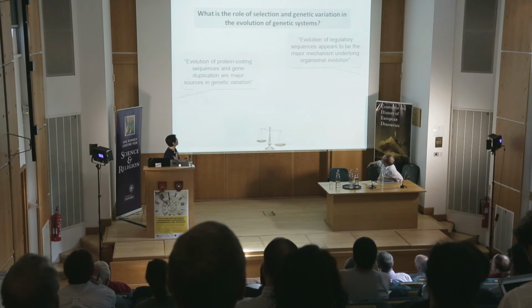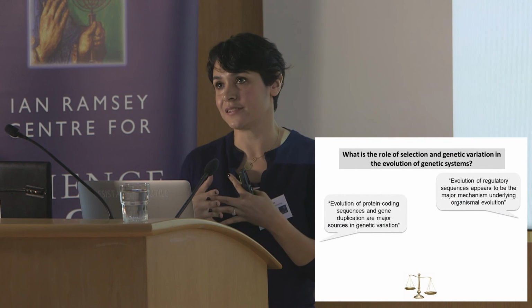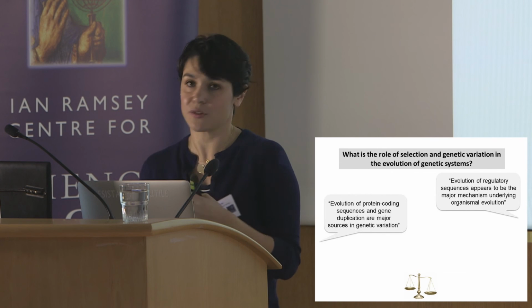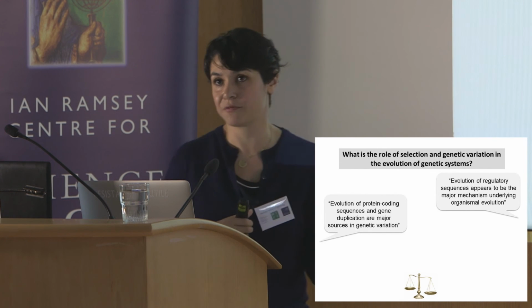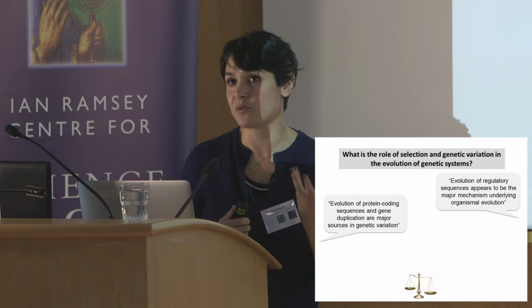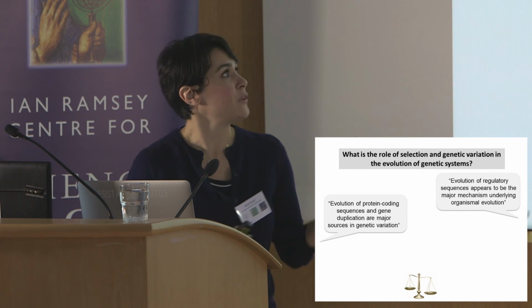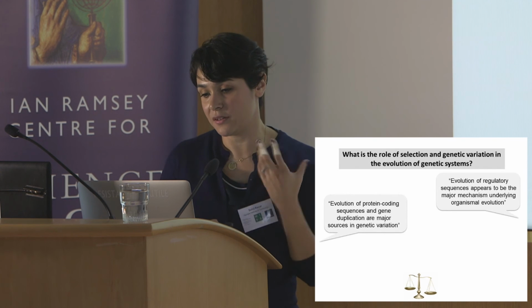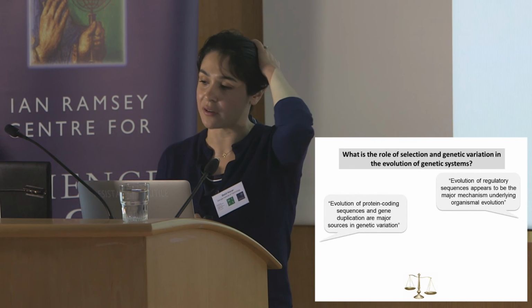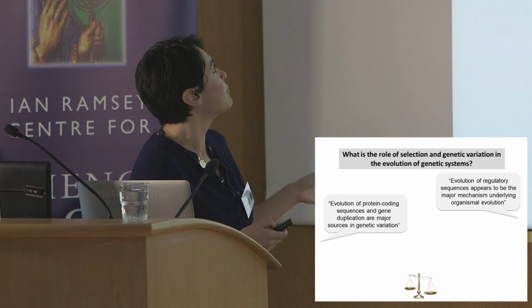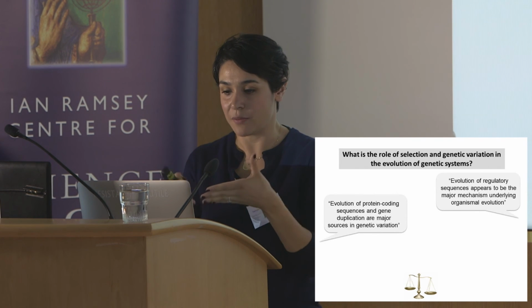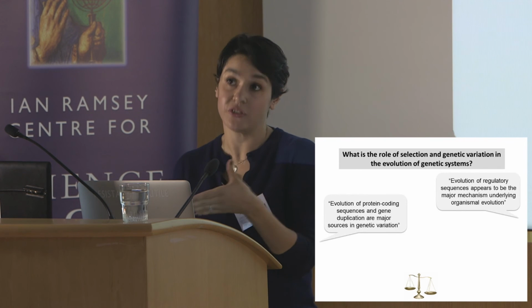Which got me thinking, or rather asking, what is the role of selection and genetic variation in the evolution of genetic systems? I realized that there are two different camps that aim to ask this question. In one camp, the evolution of regulatory sequences appears to be the major mechanism that underlies organismal evolution. In the other camp, the evolution of protein coding regions is the main source of genetic variation.